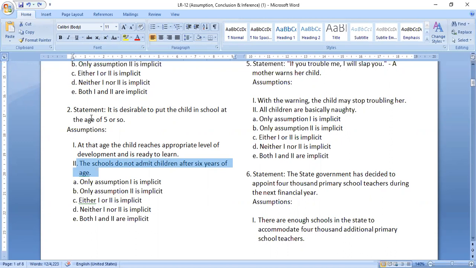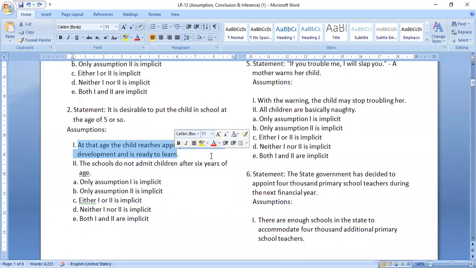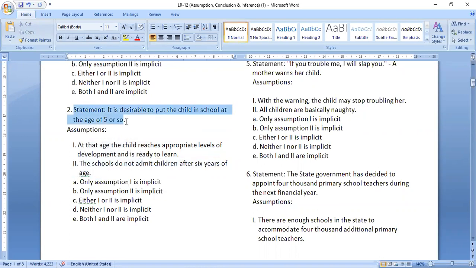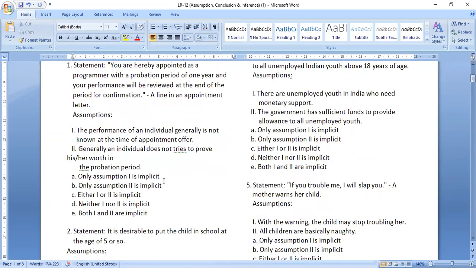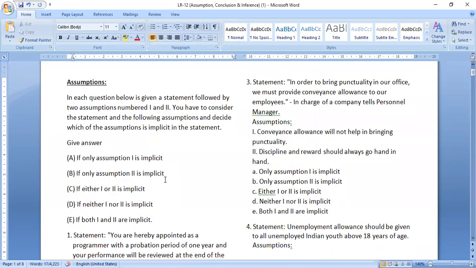That is not implicit because it's desirable, meaning that there is some quality with this age of 5 that does something to the child. So option A, at that age the child reaches appropriate levels of mental development and is ready to learn. I think that's implicit. Whereas statement 2, the second assumption, is not implicit in the statement. Are you all okay with that? Yes, sir. Okay, thank you.